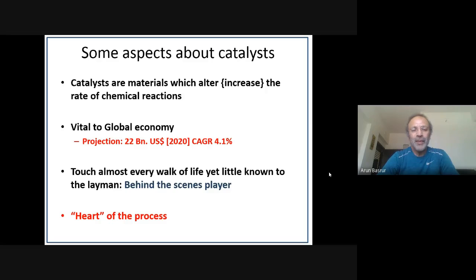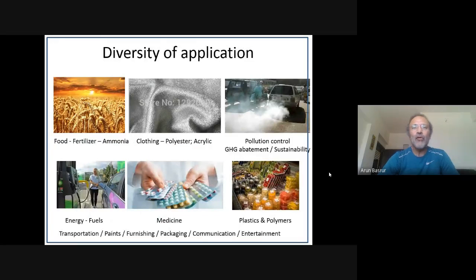And a catalyst is described as the heart of the process because it is the most sensitive component of the process, and it affects both the upstream and downstream if anything goes wrong with the catalyst. This slide shows the diversity of application of catalysts, whether it is food, fabric or clothing, pollution control, fuels such as energy, medicines, plastics and polymers, transportation, paints, furnishing, packaging, communication, entertainment. Most chemicals used in all these areas are produced catalytically. They use some form of the catalyst or another.